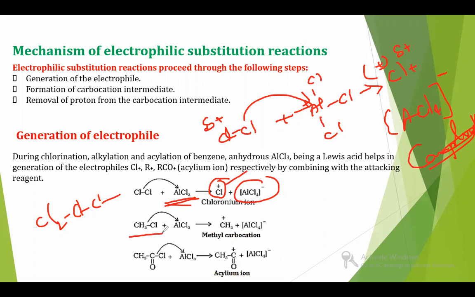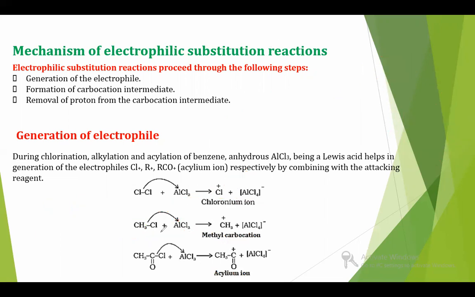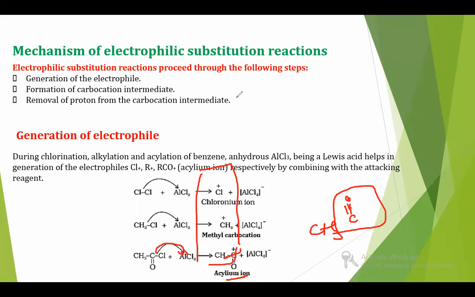In the case of methyl chloride, CH3Cl, AlCl3 will take Cl from this, which forms CH3 plus, the methyl carbocation. In the case of acyl chloride, CH3COCl, Cl combines with Al to form AlCl4 minus. What will be left behind? CH3, C double bond O, CH3CO plus, the acylium ion. This is how the electrophile will be generated. So the first part is over.